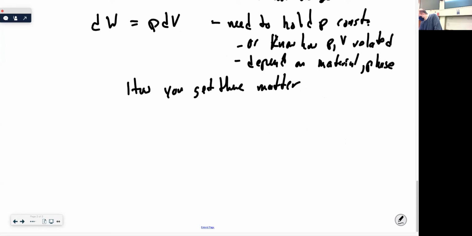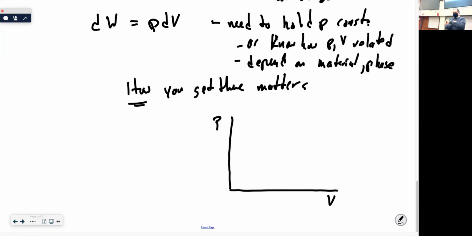Okay, let's talk about some different types of processes. And let's introduce what's going to be our friend for the next week or two. And that is a specific diagram where we're going to be plotting the pressure on the y-axis and the volume on the x-axis. This is known in the business as a PV diagram for obvious reasons. Have you seen these in chemistry? Do you do PV diagrams in chemistry? I hope so. They're extraordinarily useful things.